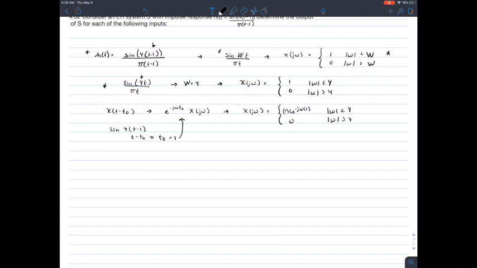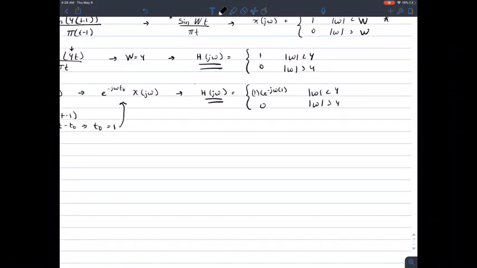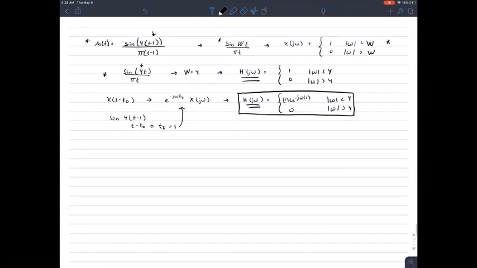Okay, so I was writing this as x of j omega just out of habit, but this is actually h of j omega, okay? H of j omega. And this is actually your final h of j omega that you're going to be using throughout the rest of this problem, okay?